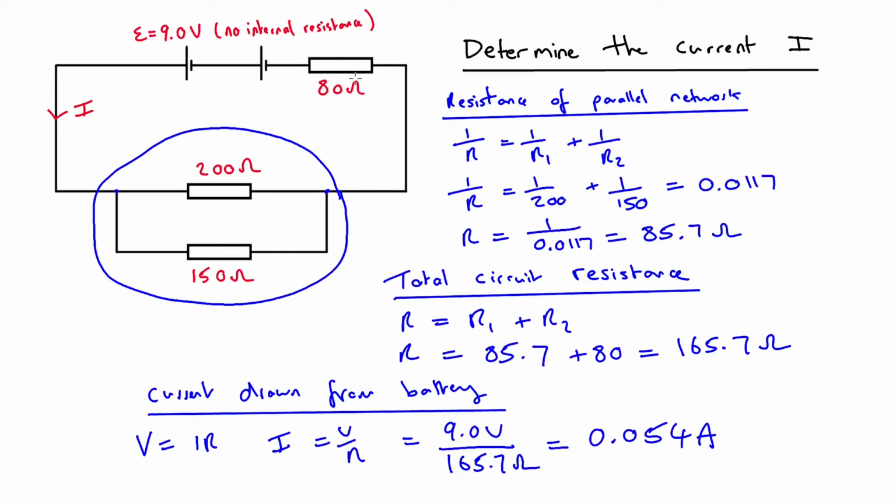Because we could use V equals IR on that resistor, we could do 0.054 amps multiplied by 80 ohms, and we'd get the PD across that 80 ohm resistor. Equally, if we'd done the effective resistance of this circuit, which would be 85.7, and multiplied that by 0.054, we would have got the PD across the parallel network. And don't forget, whatever PD is across the parallel network is also across each of these resistors. Resistors in parallel have got the same PD across them.